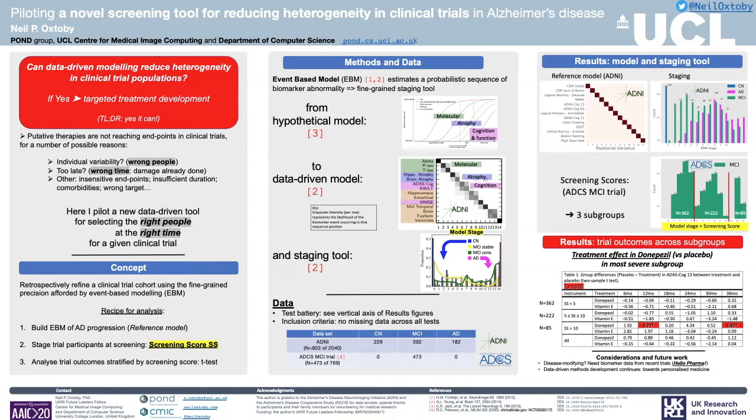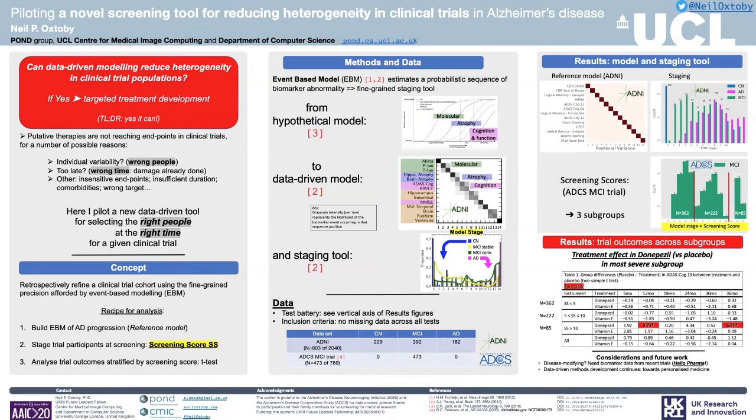Alzheimer's disease clinical trials have been failing for a couple of decades now due to a number of possible reasons, including individual variability or recruiting people too late in the disease process. So basically recruiting the wrong people at the wrong time, and various other reasons that I have listed here in the left panel. So in this work, I pilot a new data-driven tool for selecting the right people at the right time for a given clinical trial.